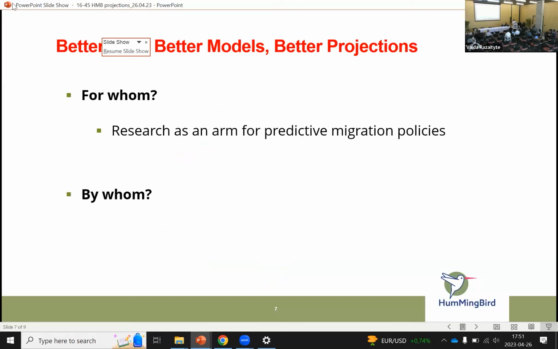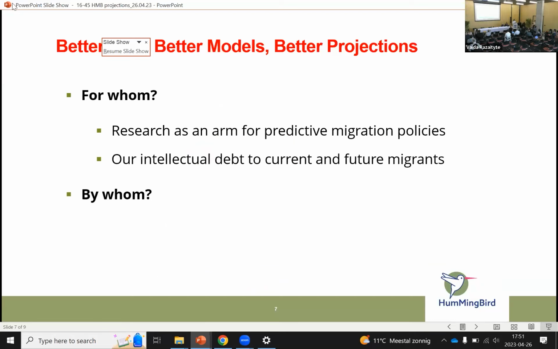Okay, so on one hand, there are some critiques about our research, whether it is going to be an arm for predictive migration policies or institutes. But on the other hand, as researchers, we have to acknowledge that we have an intellectual debt that we owe to migrant communities and future migrants. I do believe that more than half of the audience here are migrants or with migrant backgrounds or experienced migration. So I think it is really here and all around.